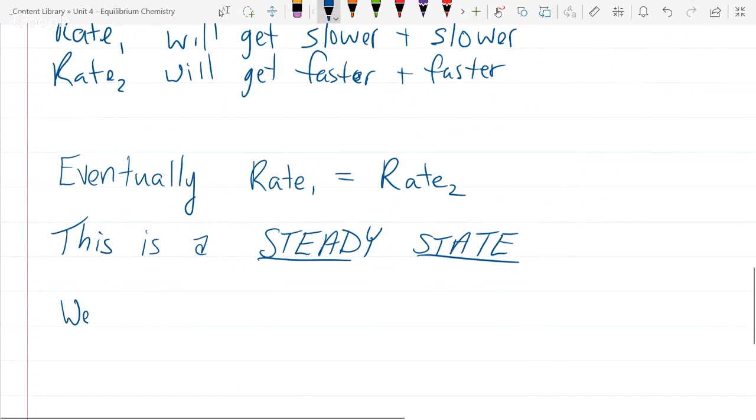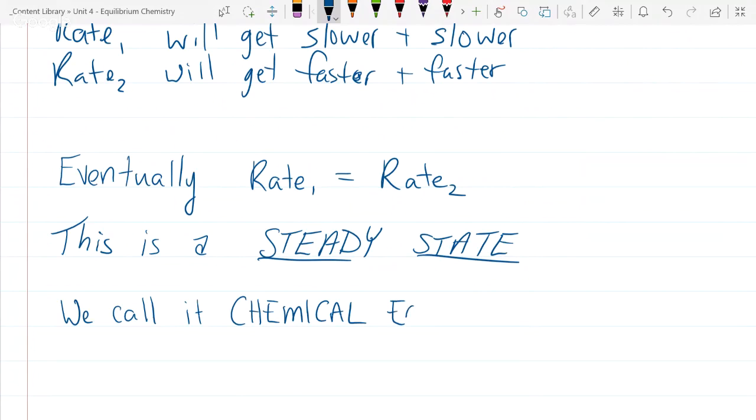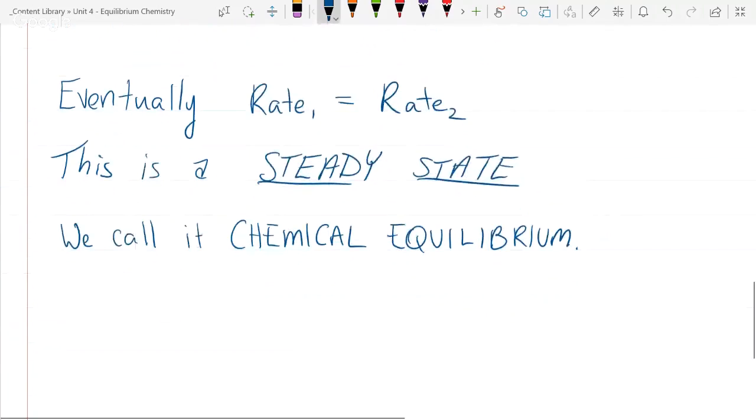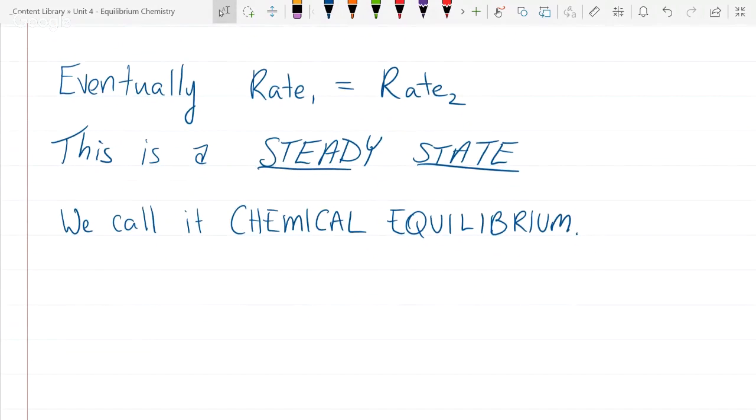And we call this steady state chemical equilibrium. Have you guys heard the term equilibrium before? So equilibrium is a state of balance. It's a state of maintenance and balance.